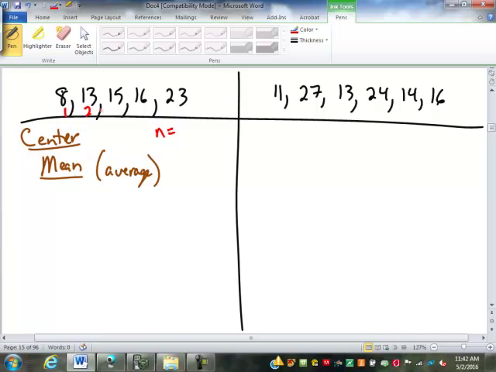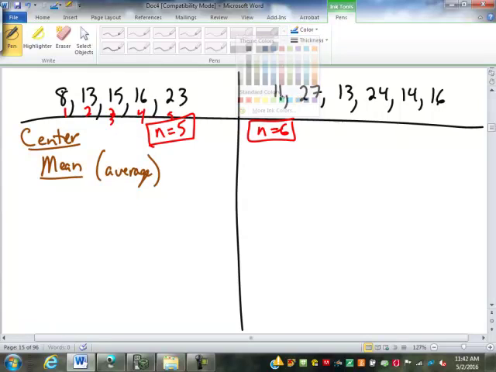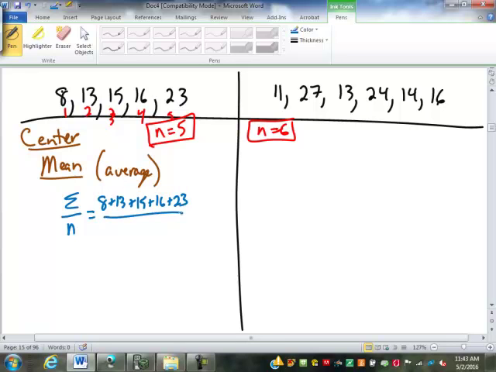There are 1, 2, 3, 4, 5 numbers in this list, so n equals 5 for that list. For this list, there are 6, so n equals 6. So n represents how many items are in the list. The mean is the total, that's the summation symbol, the total divided by n. So for this list, 8 plus 13 plus 15 plus 16 plus 23 divided by 5, because there are 5 numbers in the list. So what do we have there? 21, 36, 52, 75 divided by 5 gives us a mean of 15 for this first data set.